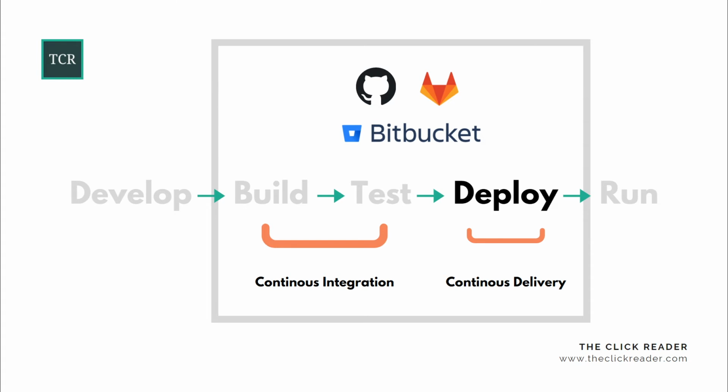So each time a developer or a software engineer pushes code into the repository, build, test and deploy will run. That means first the code will be checked if it's actually working or not, which is continuous integration. And then if it's working, the deployment to production will happen, which is continuous delivery.